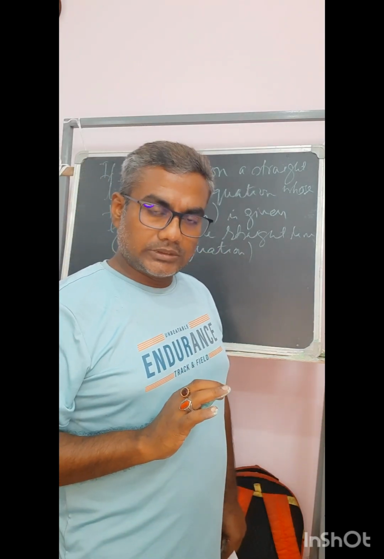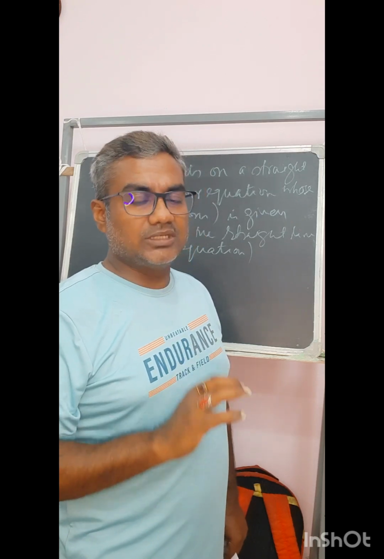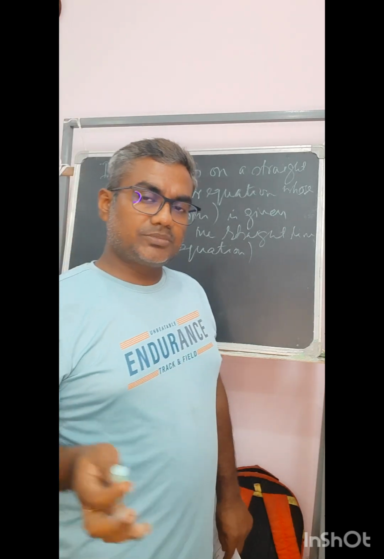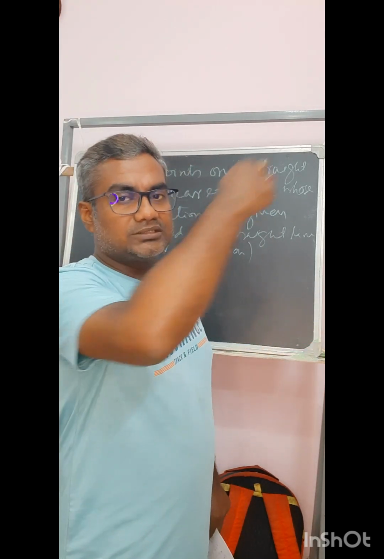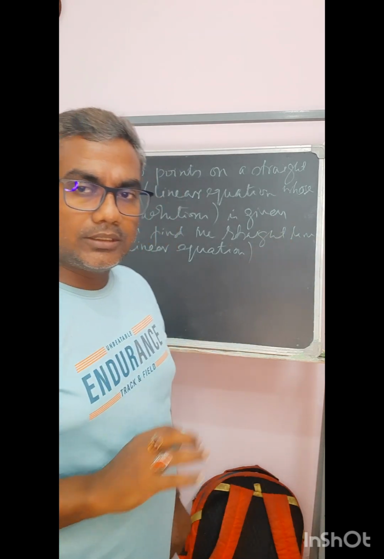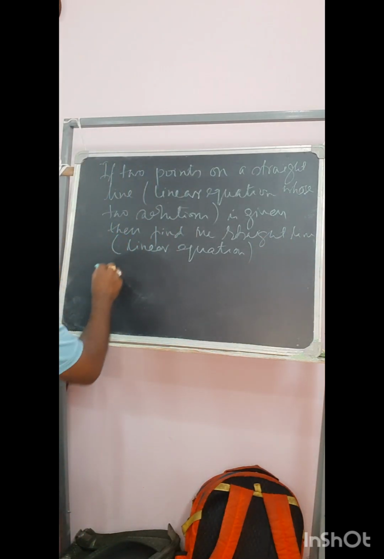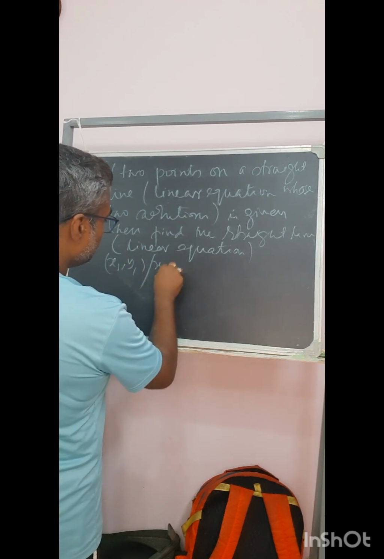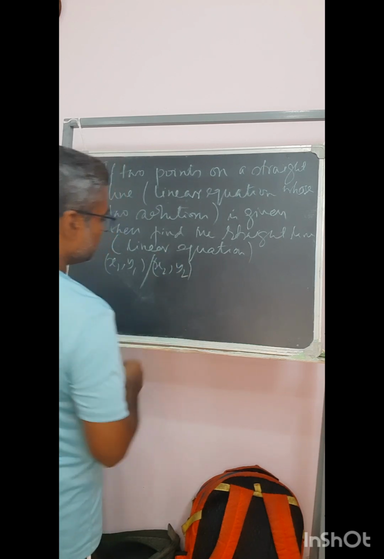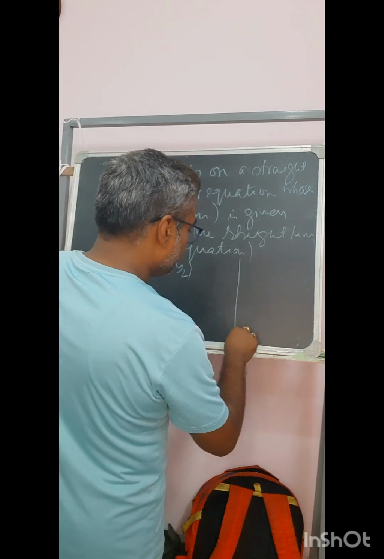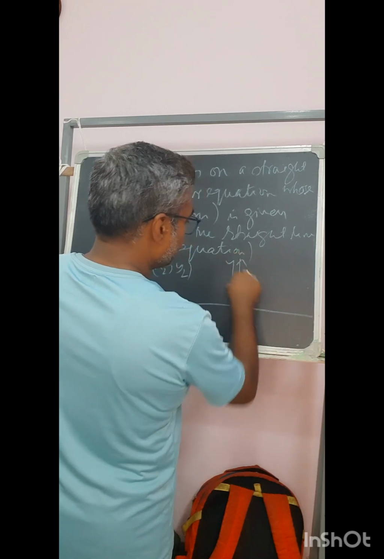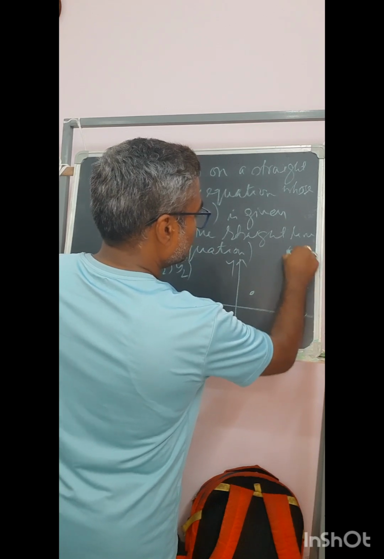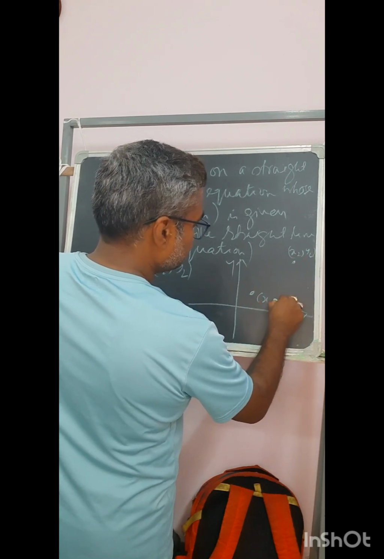So when the second one is said, the two solutions of a linear equation are given, find the linear equation. In that case, you can assume that the linear equation represents a straight line, and you can apply the same concept to find the linear equation. How? Let's say 2 points x1 y1 and x2 y2 are given. So if I plot it in an xy plane, let's say this is x2 y2 and this is x1 y1.